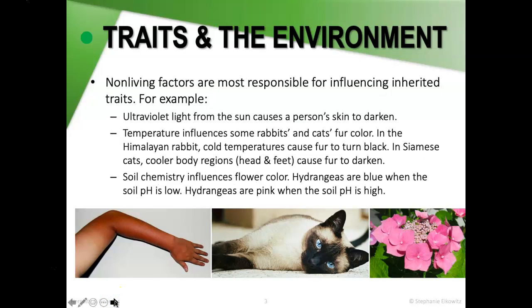Non-living factors are most responsible for influencing inherited traits. So, for example, ultraviolet light from the sun causes a person's skin to darken. Temperature influences some rabbits' and cats' fur color. In the Himalayan rabbit, cold temperatures cause fur to turn black. In Siamese cats, cooler body regions, head and feet, cause fur to darken. Soil chemistry influences flower color. Hydrangeas are blue when the soil pH is low, and hydrangeas are pink when the soil pH is high.